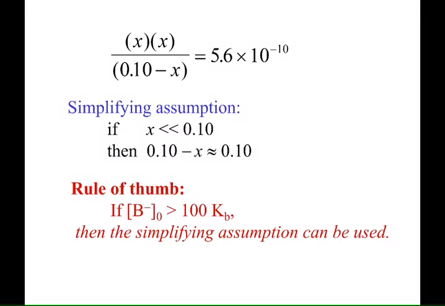The B minus, what is the B minus here, you think? Is it just the base? Right, it's the CH3COO minus. So if that molar concentration is at least or greater than 100 times Kb, find our Kb and take it times 100. So I got 5.6 times 10 to the minus 8. So is it true to say 0.10 is greater than 5.6 times 10 to the minus 8? Yeah, it is. So then that simplifying assumption works.